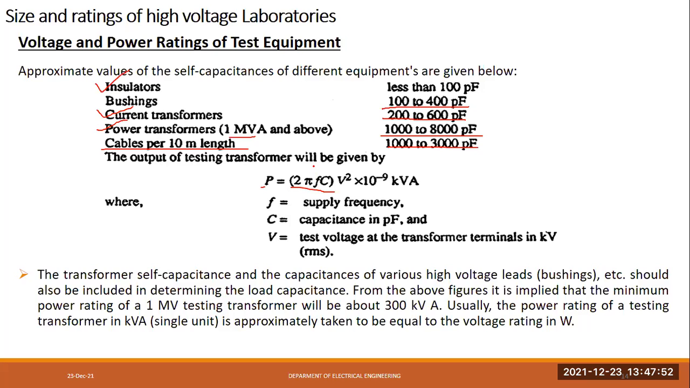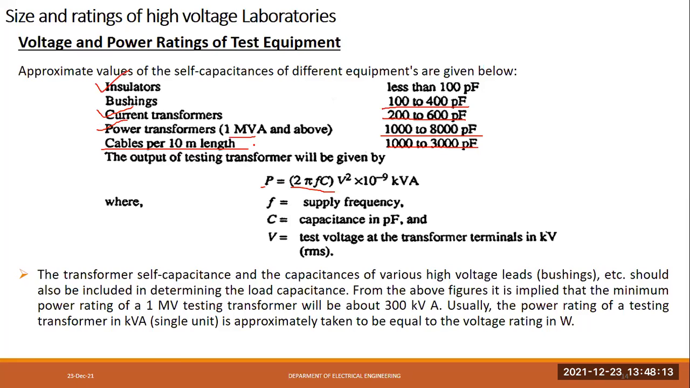2 pi f C V squared. F stands for the frequency, C stands for the capacitance, and V is nothing but what? The test voltage at the transformer terminals, which is in kV. So with the help of this, we can easily find out the value for the output of the testing transformer.